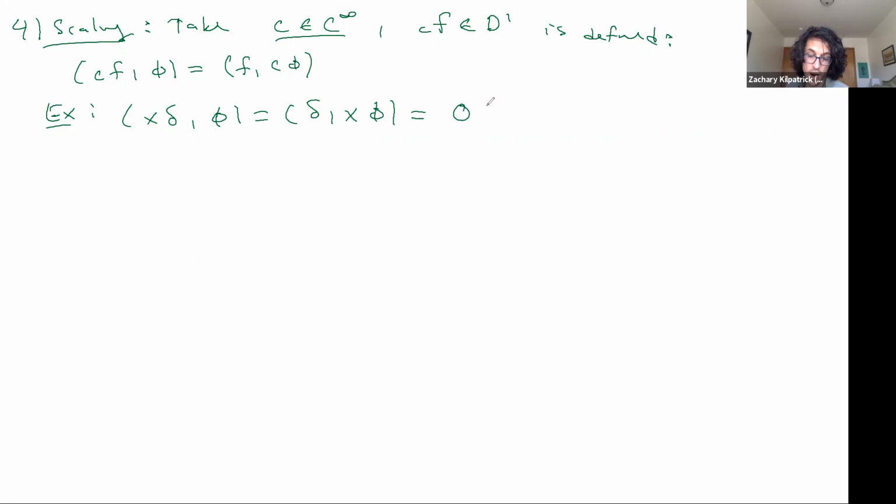So that's our four properties: convergence. I can take derivatives. I can translate my distributions. I can scale them, and also I have linearity and continuity of my distributions. Okay, and that's going to be useful when we're looking at Green's functions. Okay, questions?